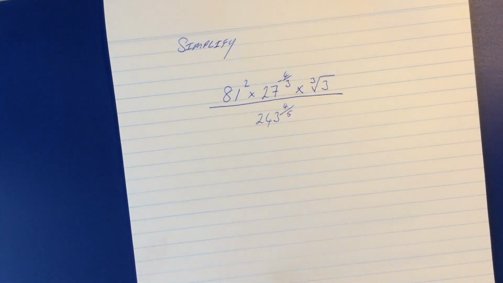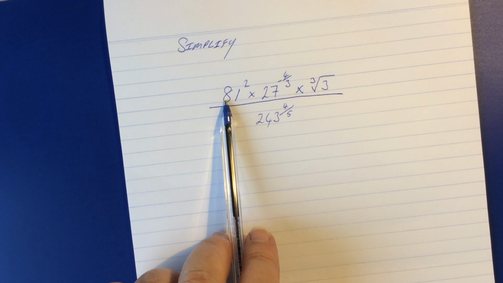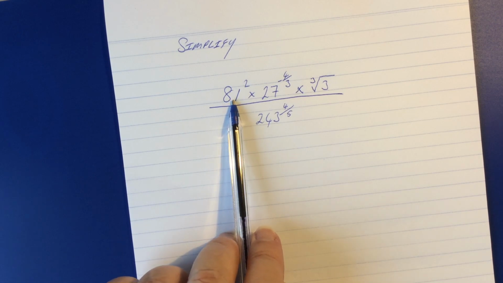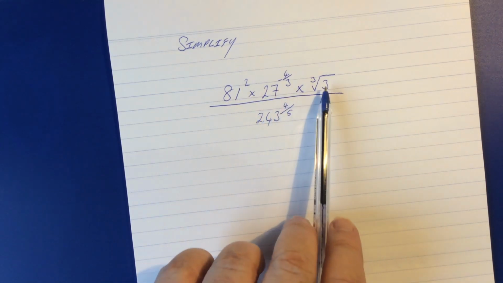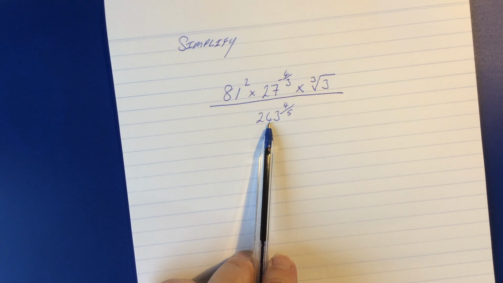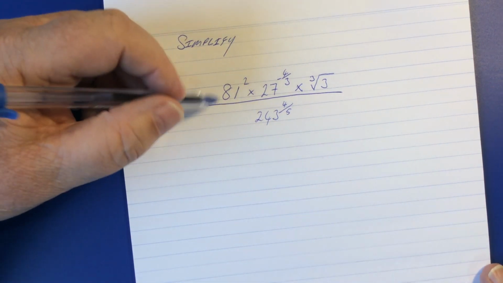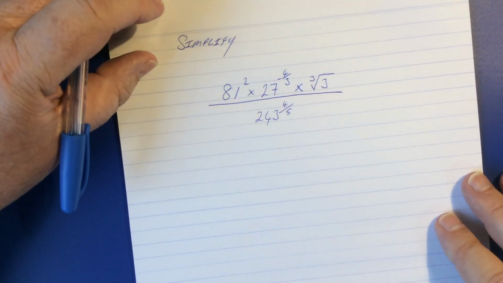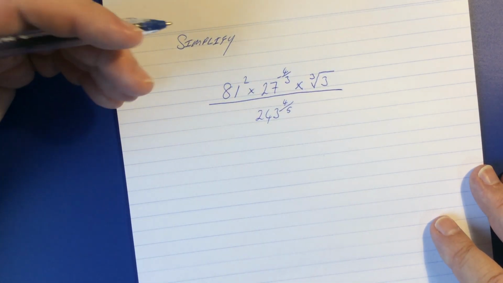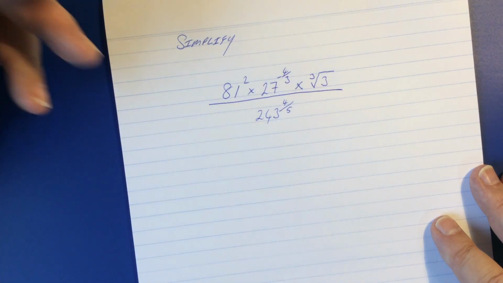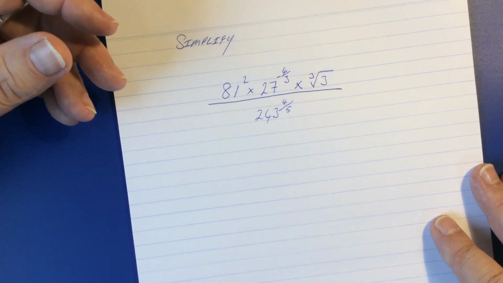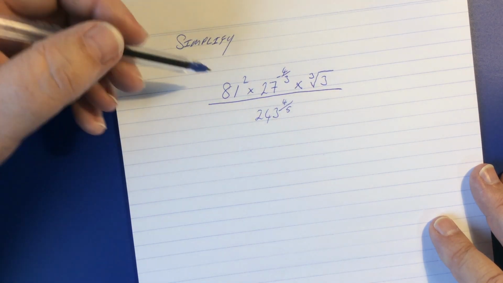The first thing to recognize is that there is a commonality here. 81 is a product of threes. 27 is a product of threes. We've got 3 here. 243 is a product of threes. It's 81 times 3. So let's get to work systematically and simplify this to the point where it's easy to work with, and then we can apply an index law to solve this in pretty short order.